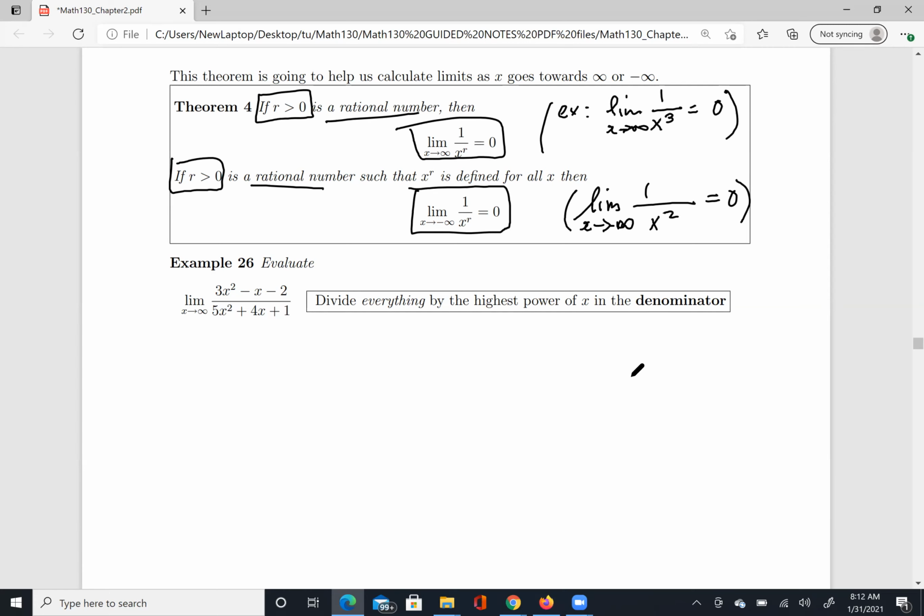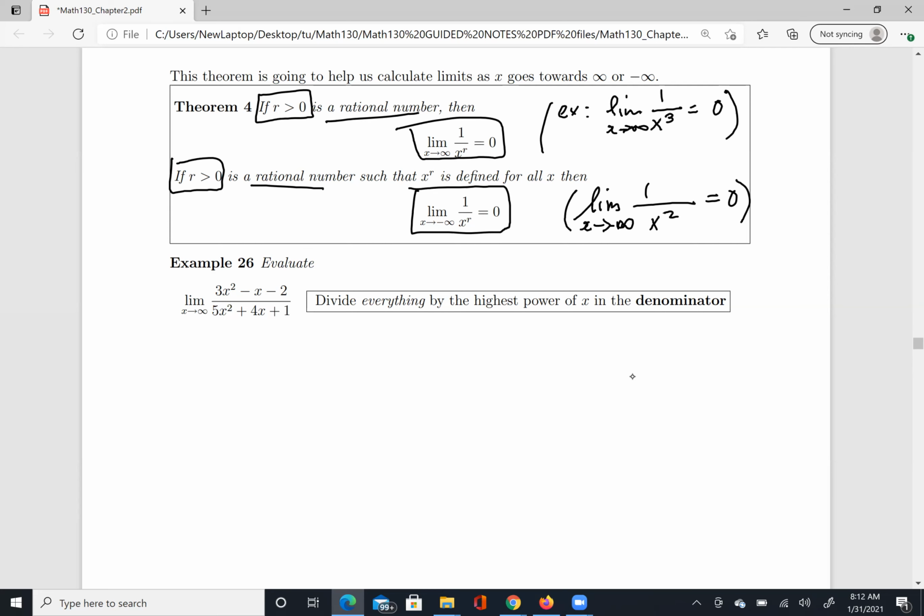Now you need to remember that in order to evaluate something like that, you always divide everything by the highest power of x in the denominator. So what is the highest power of x in the denominator? I saw that this is x squared. X squared is the highest power of x in the denominator, right?